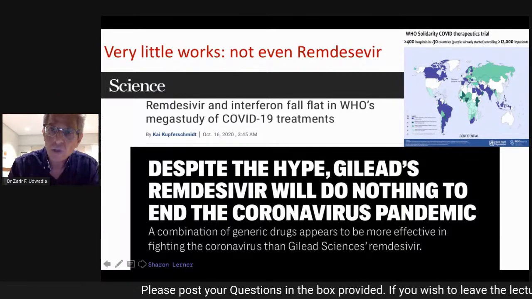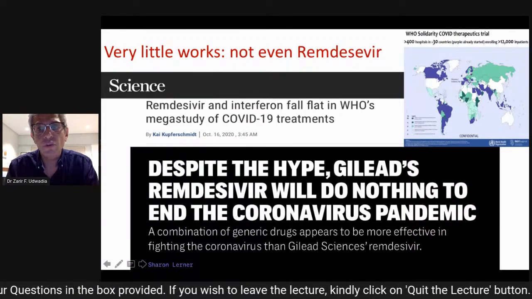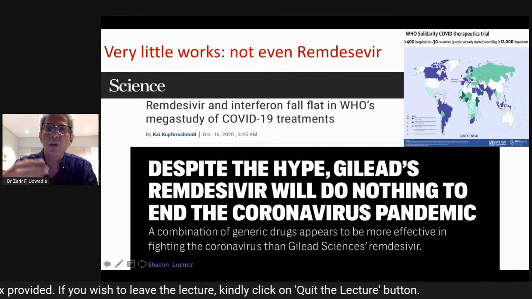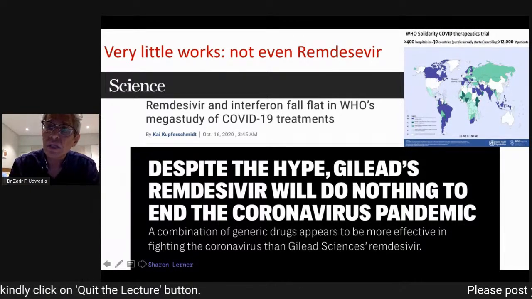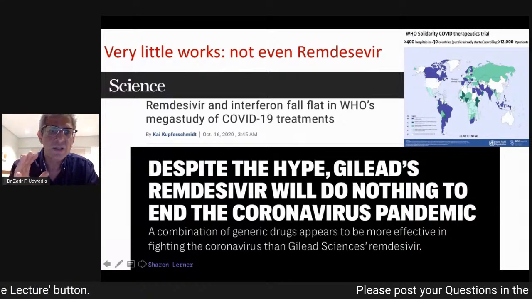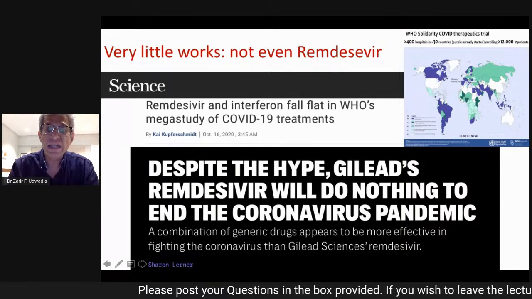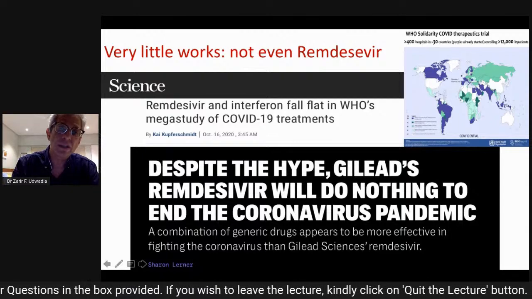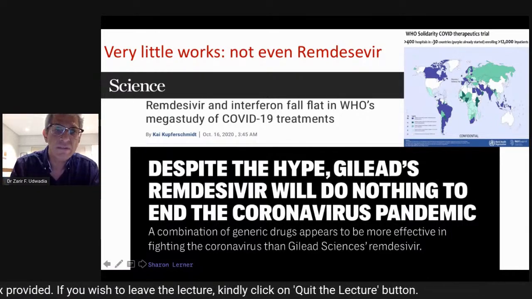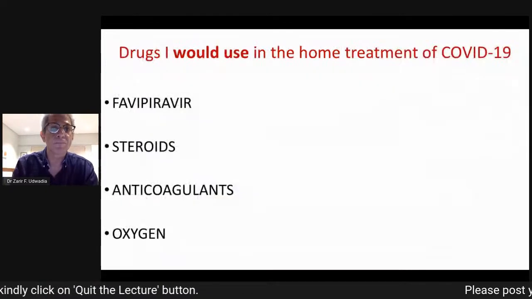We were part of the WHO solidarity effort, a mega trial of great significance because it included more than 400 hospitals across the globe, 30 countries, 12,000 participants, a robust trial. And it showed that despite the hype, remdesivir did nothing more than placebo in ending the coronavirus pandemic. And the data was looked at very, very carefully, and we expect a New England Journal publication any day.